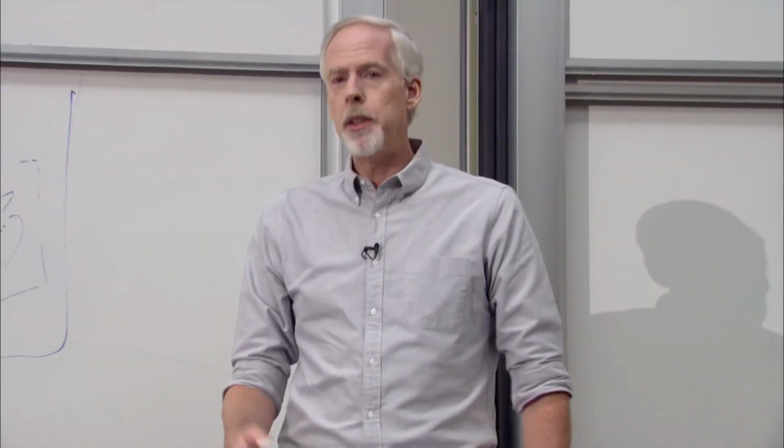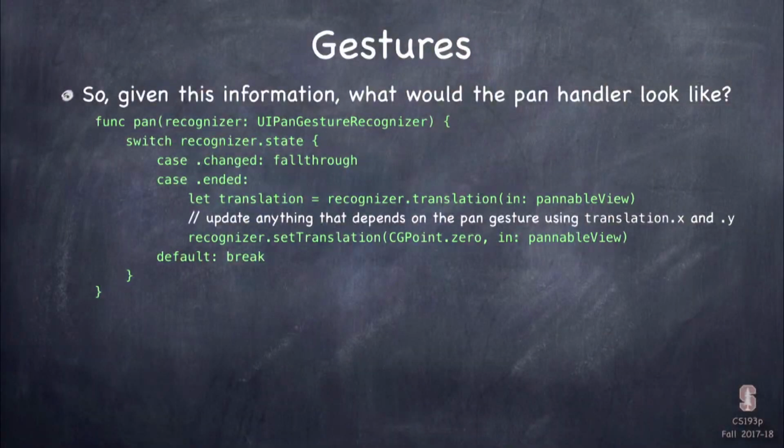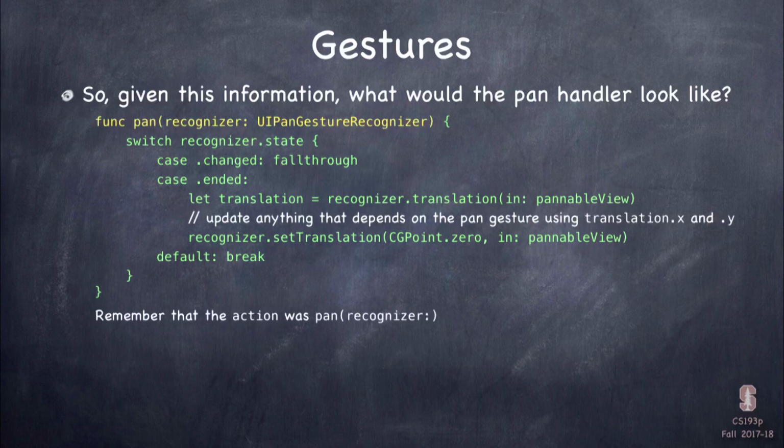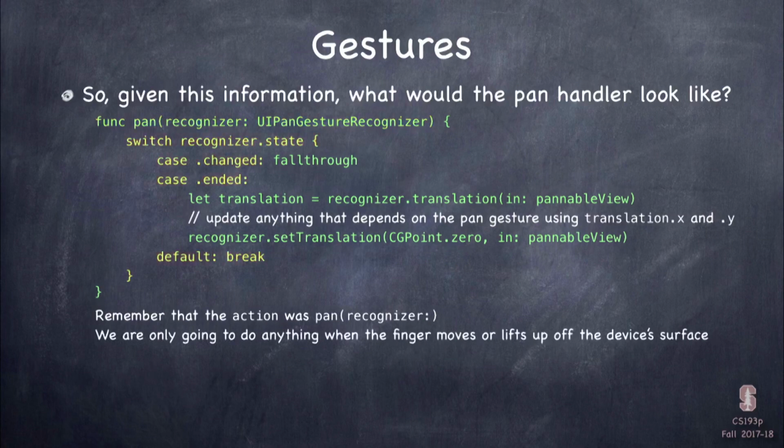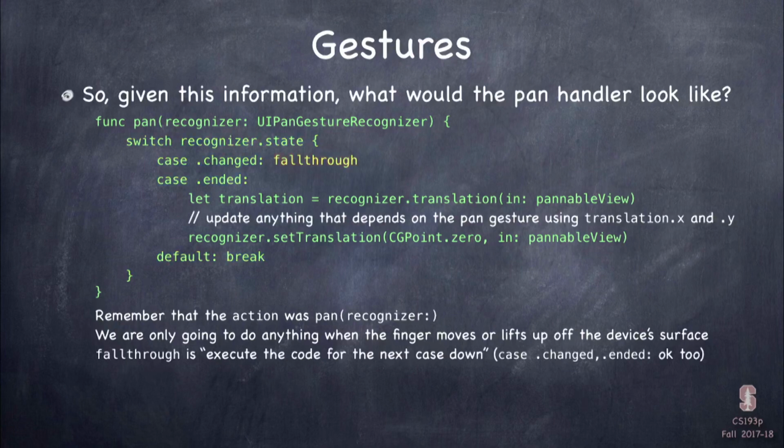All right, so given this information, what would our pan handler, okay, the handler for the pan, look like? Okay, so it's just pan with the argument being the pan gesture recognizer itself handed back to us. And we switch on the state. Okay, we always switch on the state. And if it's changed or ended, and notice I'm using fallthrough there, but I could have just said dot changed, comma, dot ended there.